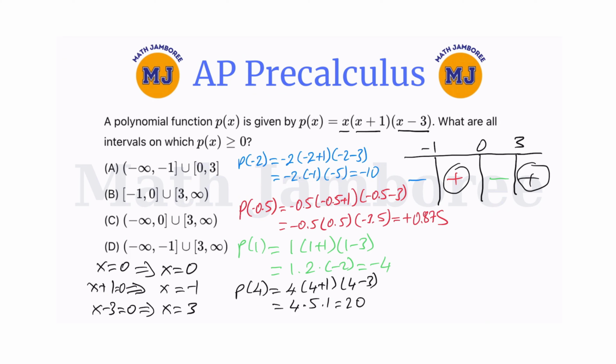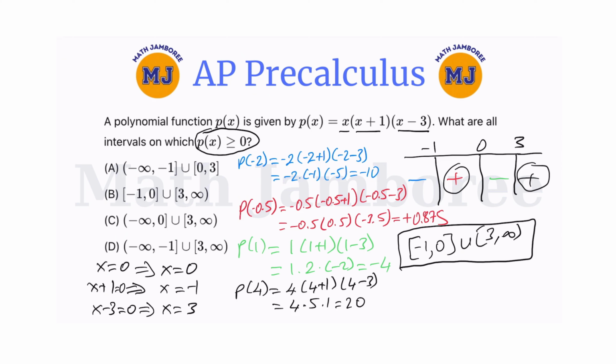So how can we determine these areas where the polynomial is greater than or equal to 0? Since they said greater than or equal to, we're going to include the roots as well. So negative 1 will be included, 0 will be included, union, and 3 will be included, and positive infinity. So this is our final answer for this specific question. When you look at the choices, we have this choice in choice B.